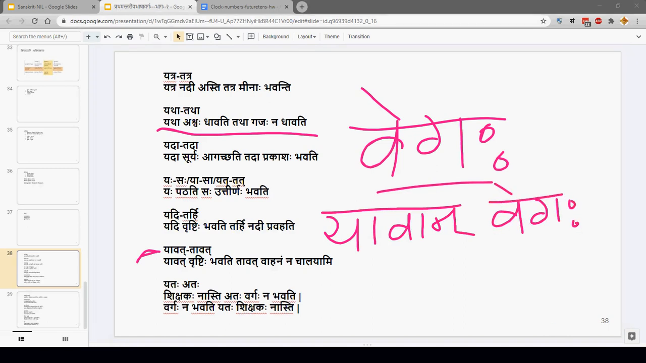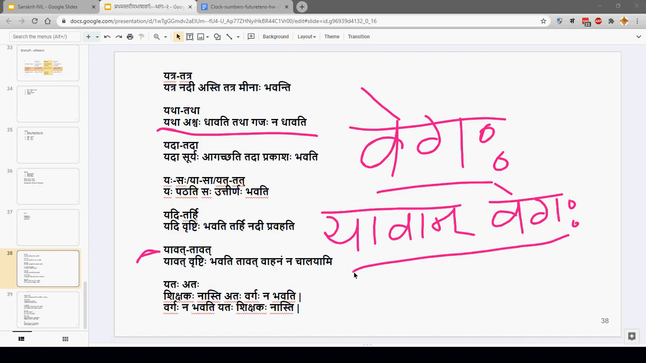means it is like a quantity. It becomes a quantity now. Yavan vegah asti. So as much the speed of a horse is there, that much speed of elephant is not there. So yavan vegah ashvasya asti, tavan vegah gajasya nasti. So because vegah is pullinga, then this yavat tavat also will assume the same lingam of that vegah, yavan vega.